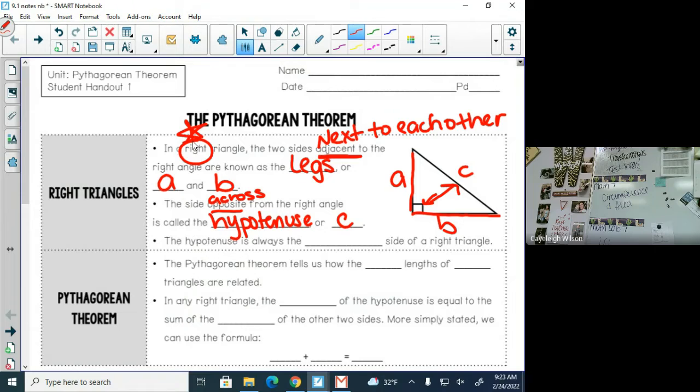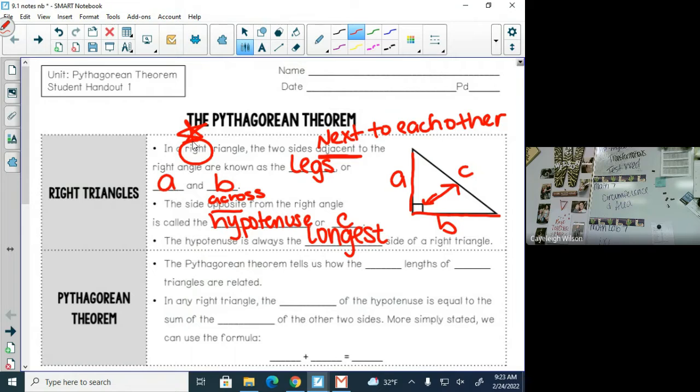Doesn't the stem hypo mean under? All right, the hypotenuse is always the longest side. So just like I said, it is always the longest side of the triangle. The other two sides will always be shorter.